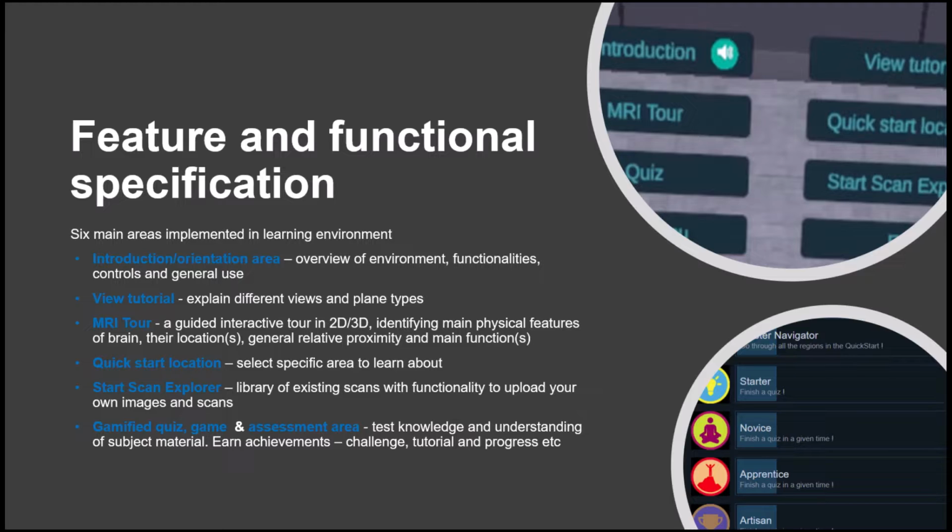We have a view tutorial, which explains different views and plane types. We have an MRI guided tour, which is an interactive tour in 2 dimensions and 3 dimensions, identifying main physical features of the brain, their locations, general relative proximity, and main functions. We have a quick start location where the user can select specific areas of the brain to learn about and navigate to. We also allow the users to upload their own images and scans to view. And then we have a gamified quiz and game area, an assessment area, where the user can test their knowledge and understanding of the subject material. They can also earn achievements through challenges, tutorials, and progress.